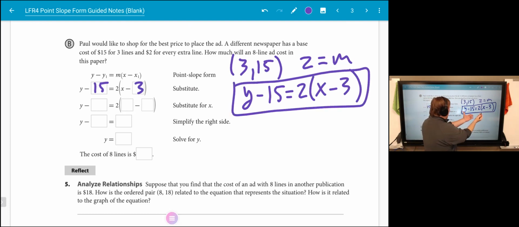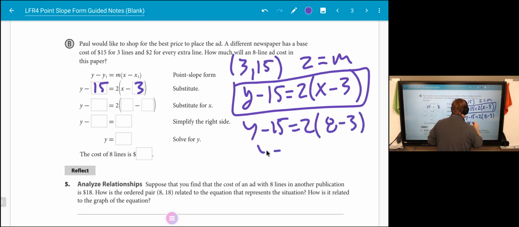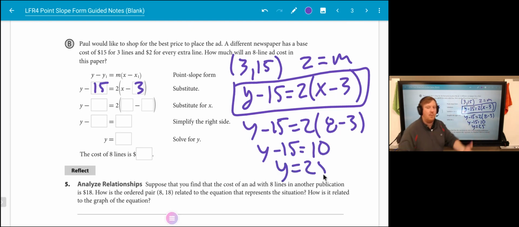So I've got an 8-line ad. Y minus 15 equals 2 times 8 minus 3. On the right-hand side, I have 2 times 8 minus 3. Well, 8 minus 3 is 5. 2 times 5 is 10. If I solve for y by adding 15 to both sides, I get y equals 25. So 25 what? In other words, the cost of 8 lines is $25.